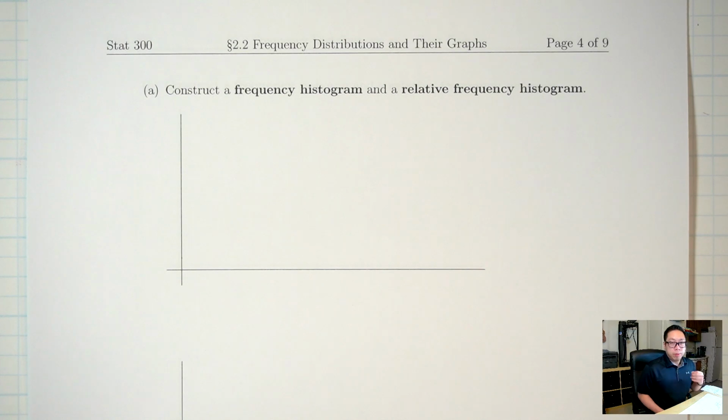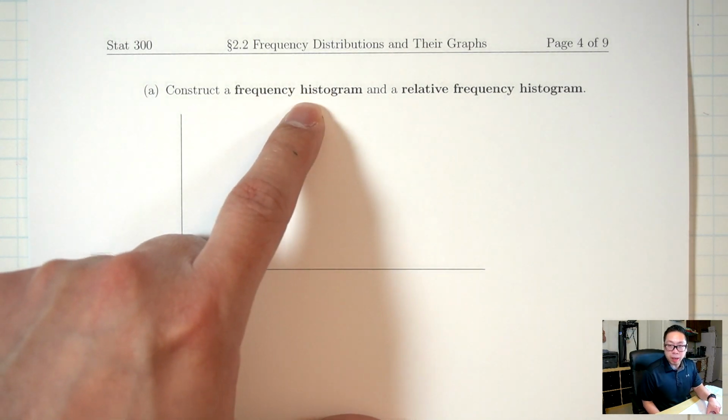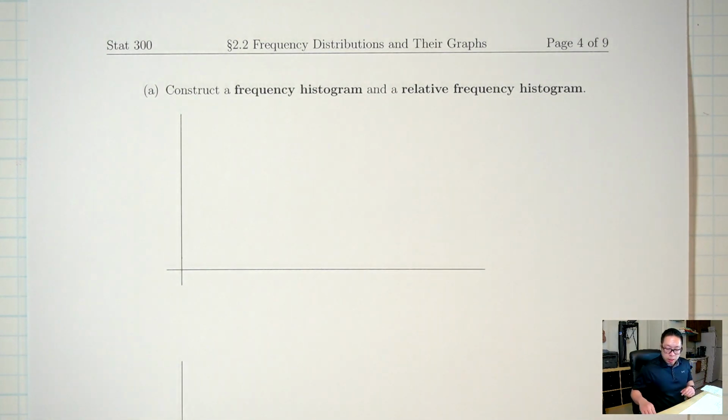Okay, so we've organized the data using a table. So now let's talk about summarizing data with some graphs. We're going to talk about three types of graphs in the next couple of pages. So the first one is histograms. So frequency histogram and a relative frequency histogram. So for a histogram, we talked about histograms already. This is the bar chart, right?